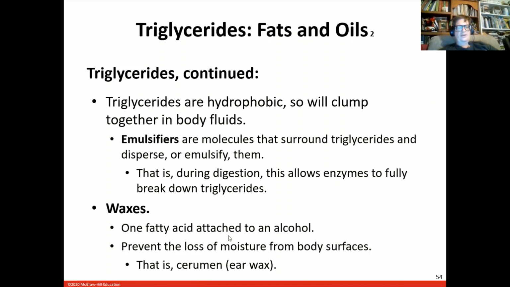Let's talk about waxes. This is one fatty acid attached to an alcohol. Waxes, like on skin, can prevent the loss of moisture. A good example would be your earwax, which the fancy anatomy word for is cerumen. All right, let's move on.